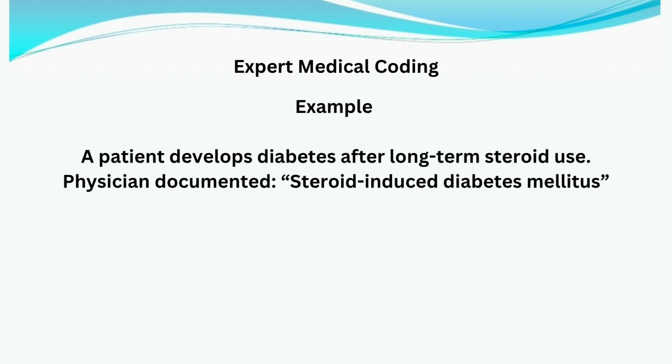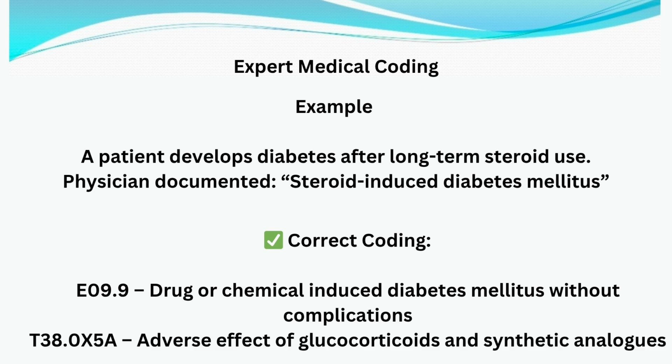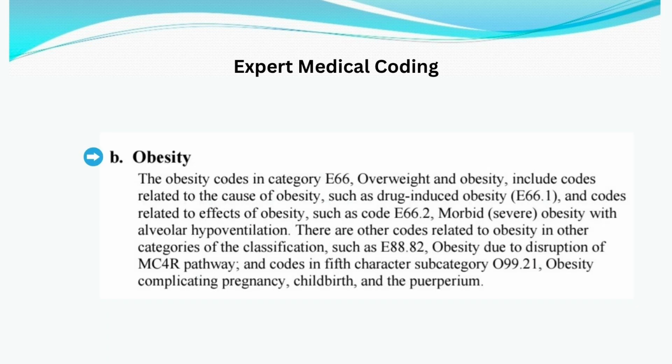Let us see an example. A patient develops diabetes after long-term steroid use. Patient documented steroid-induced diabetes mellitus. So here the correct coding will be, first we need to assign E09.9, drug or chemical-induced diabetes mellitus without complications, and then T38.0X5A, adverse effect of glucocorticoids and synthetic analogs. Let's move towards the next coding guideline, and that is obesity.